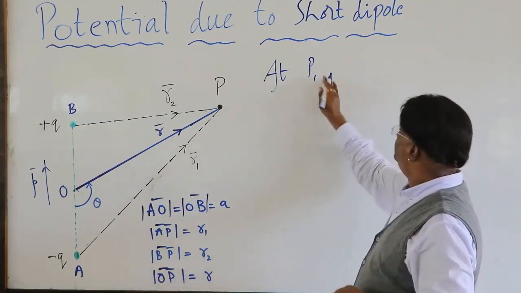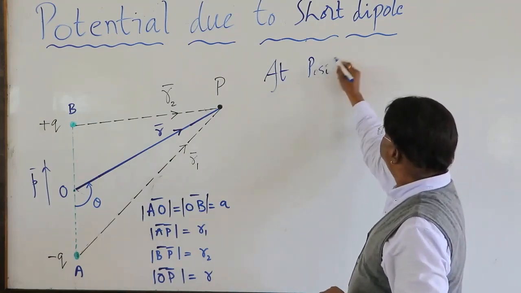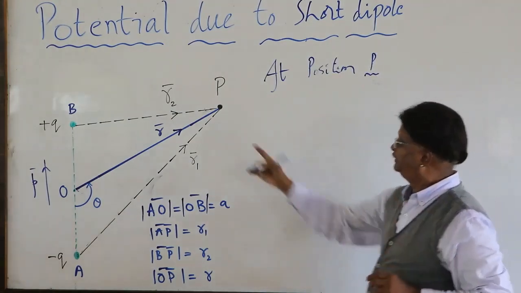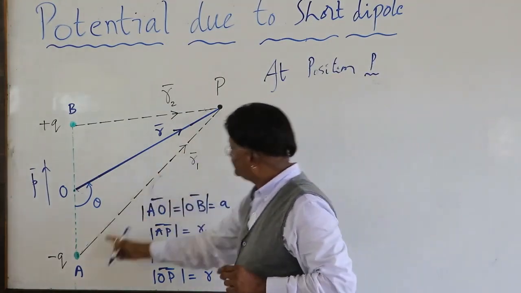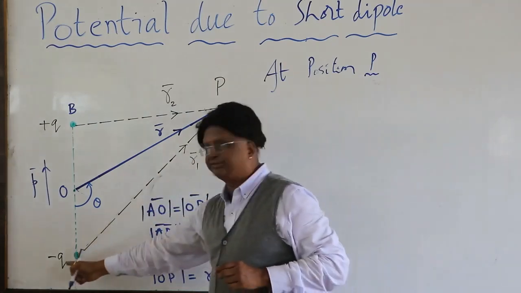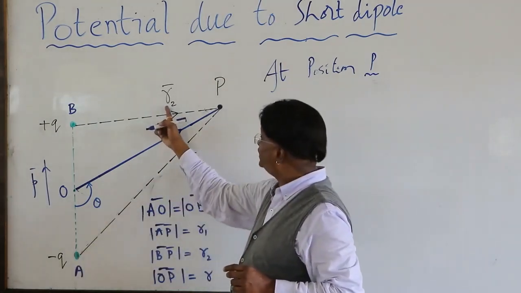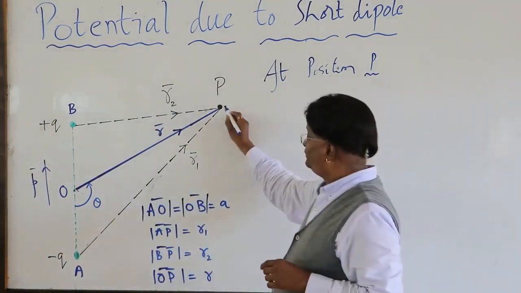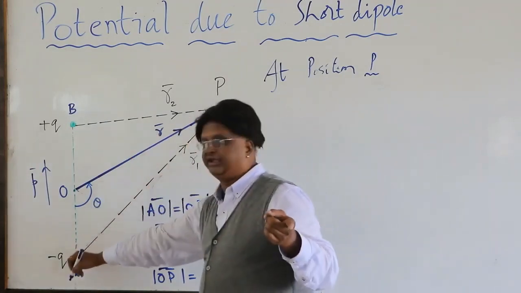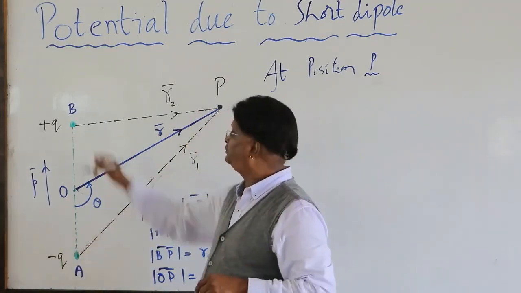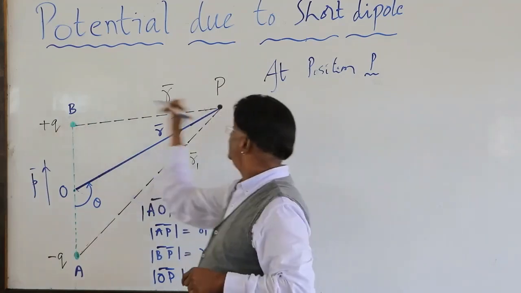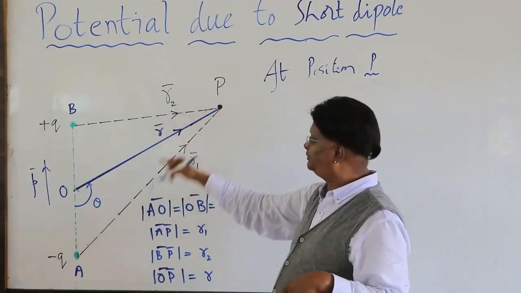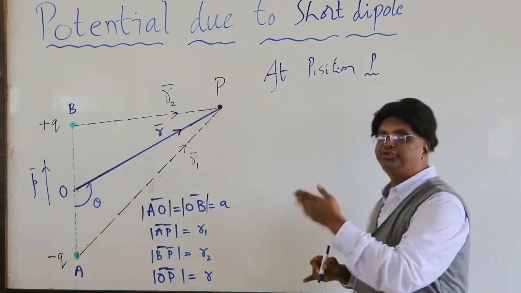So at position P, this P is at a distance r1 from which charge? This negative charge, and it is at a distance r2 from the positive charge. Therefore, at the position P, the potential due to this negative charge will be negative, and the potential due to this plus q at P will be positive. So there will be two potentials caused by minus q and plus q at P, which we are writing separately.